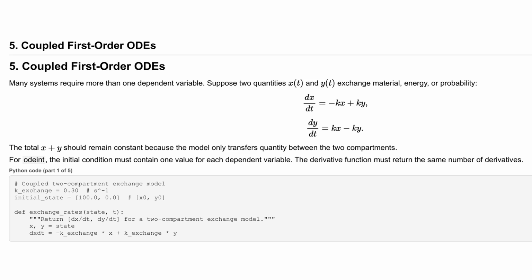Now let us move to coupled first-order ODEs. Suppose we have 2 compartments exchanging some quantity. The rate of change for one depends on the other. For odeint, we pass our initial state as a list containing values for both variables.